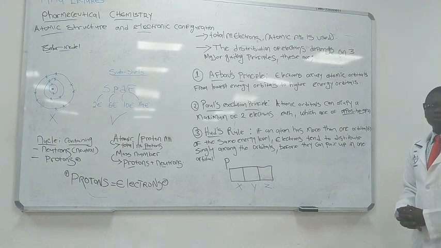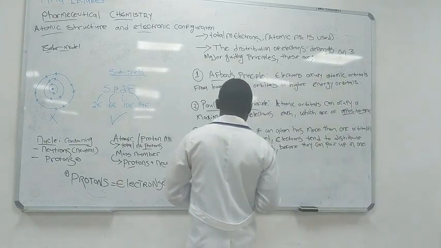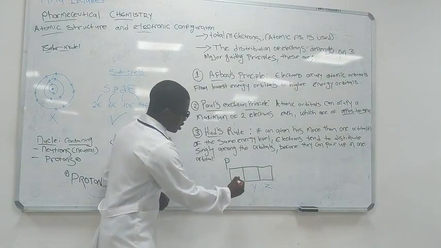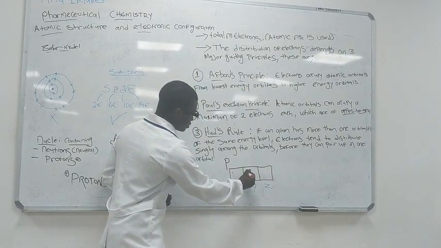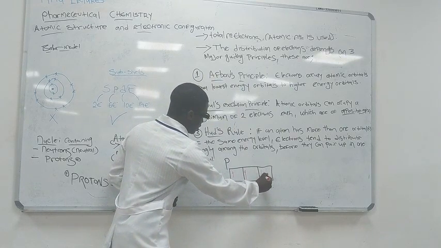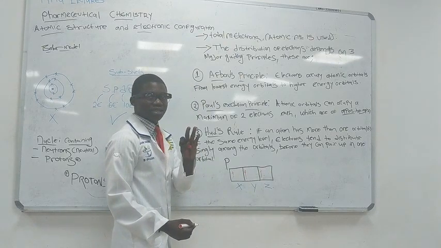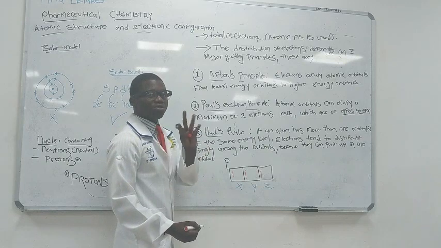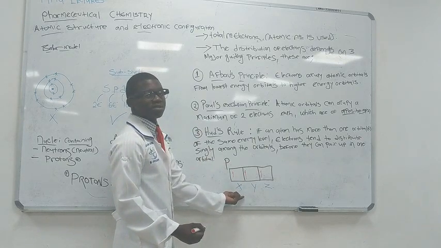Follow me through my demonstration as I fill these orbitals. One electron, another electron, another electron. That's 3 electrons. So we have 3 more electrons remaining to be filled in these atomic orbitals.